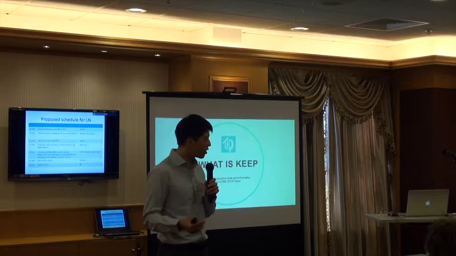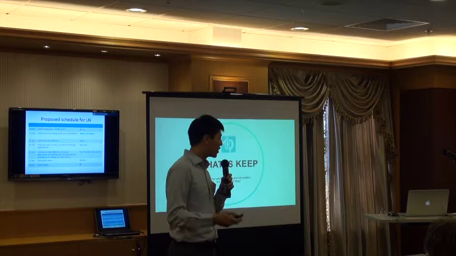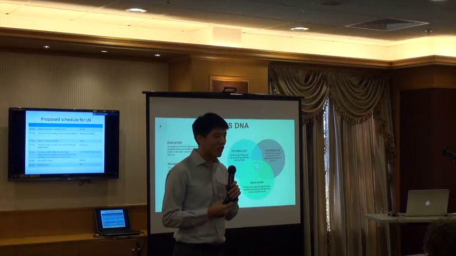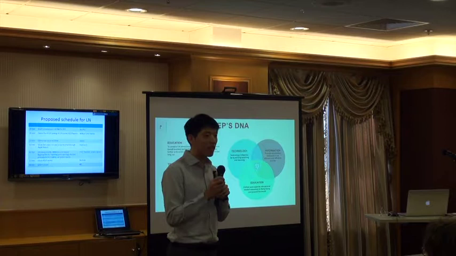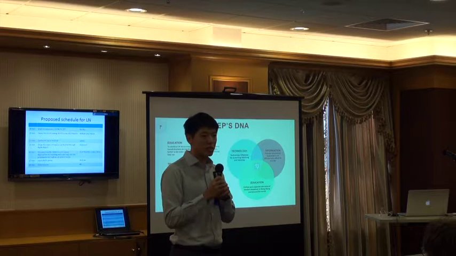So now this is kind of what you guys are really excited to know. What is KEEP? What do we do? All right. So KEEP, we really position ourselves at the intersection of 3 main areas: education, information, and technology. And the reason that this is really important, this is why we consider these things our DNA, is because we want to make sure that everything we do falls in between these 3 categories.